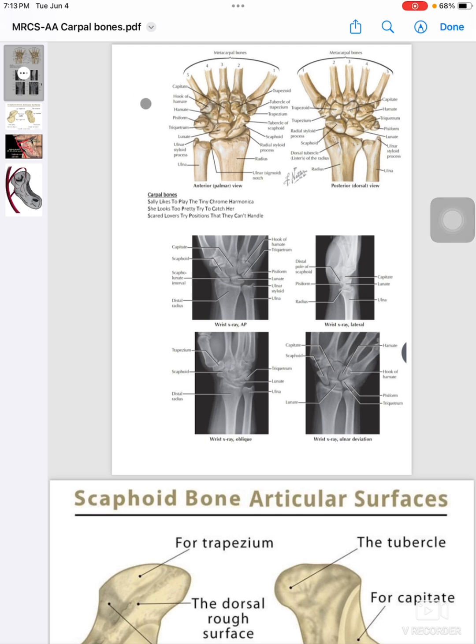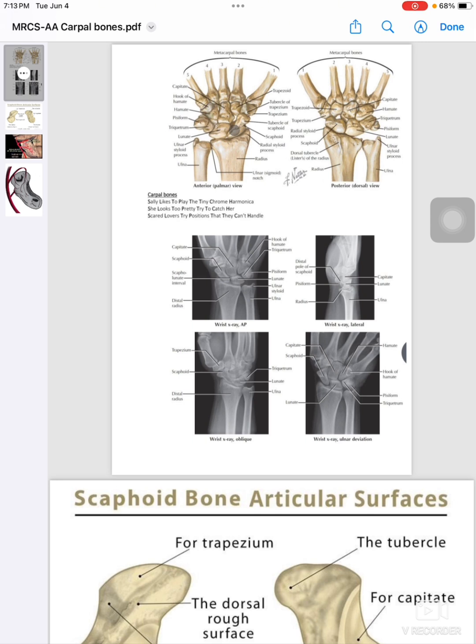It's known to all of you that the wrist is comprised of 8 carpal bones, which are arranged in two rows of four. Four bones are in each row. It is convex from side to side posteriorly and concave anteriorly.